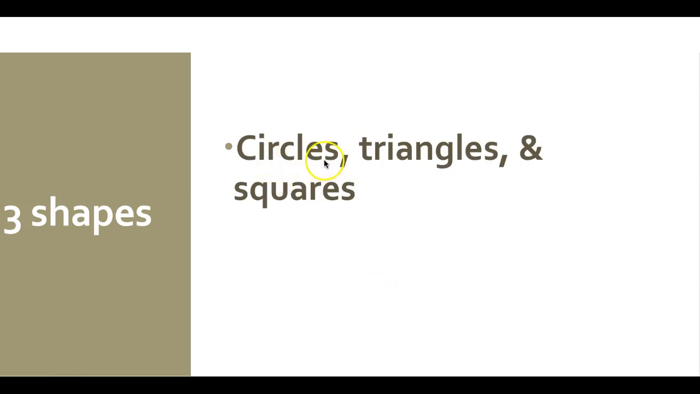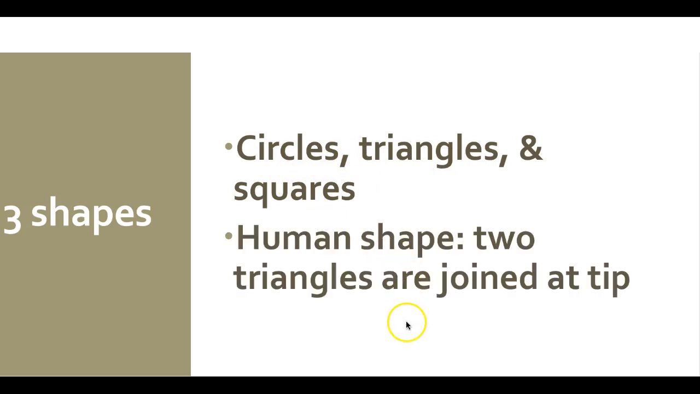So really, when you're looking at Warli art, there are three main shapes that they use, and those are circles, triangles, and squares. Okay? Now, when they create the human shape, so when they're trying to show a human being doing something, they use two triangles, and those triangles are joined at the tips. So think about the smallest end of a triangle. Those two tips are put together to form the human shape.